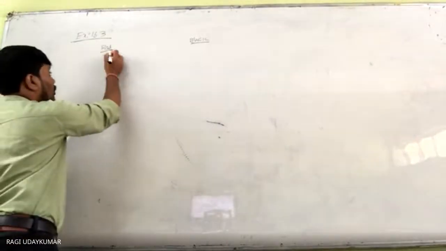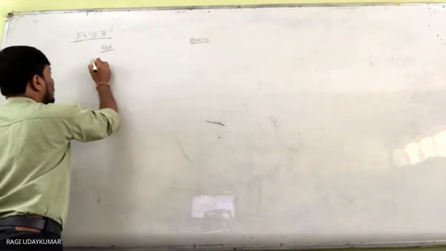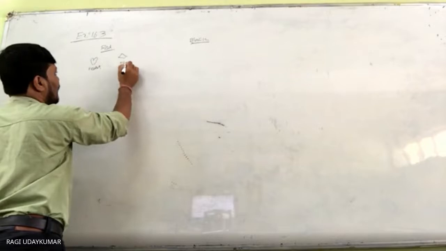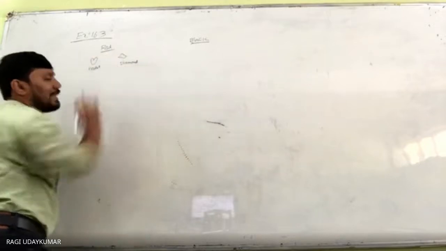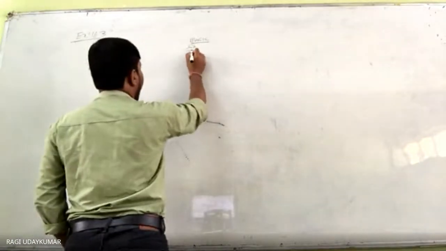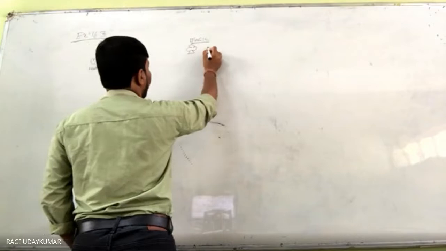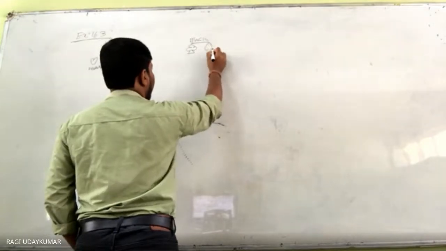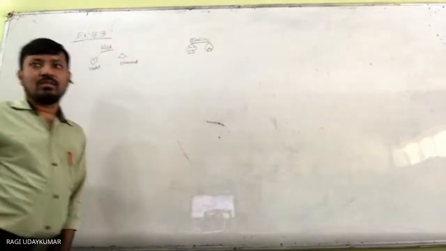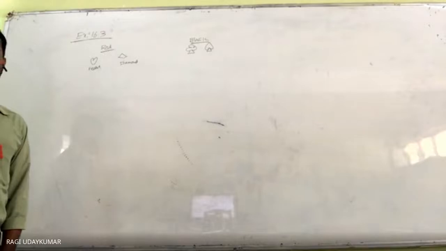In red color you are going to have two symbols. This is heart, and another symbol is diamond. These two will be in red color. Another two symbols will be there. What do we call these two symbols? Does anyone remember? In the 10th class only you have learned. Sir, spade and club.